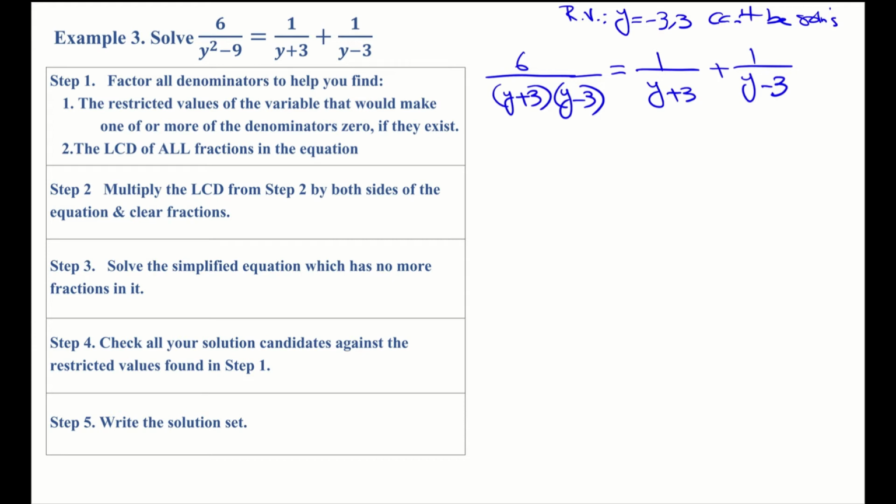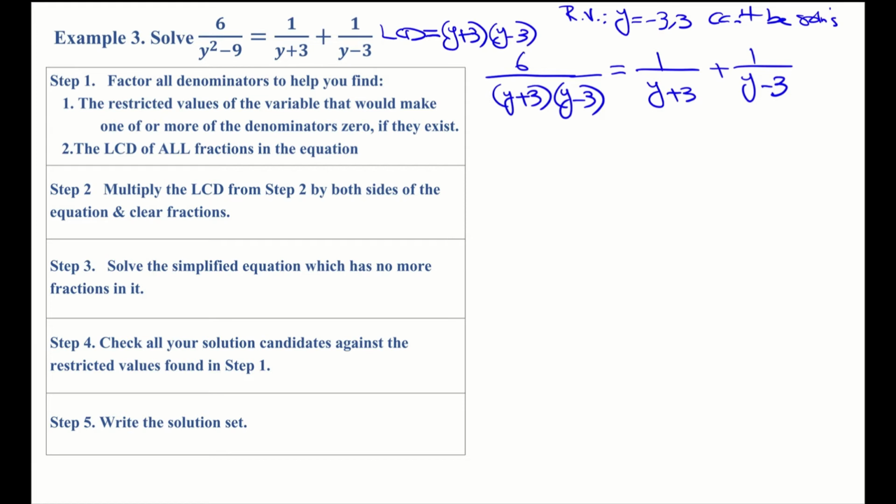For the LCD, we can see that we need to multiply the highest power of the y plus 3 factor by the highest power of the y minus 3 factor, and in both cases the highest power is just 1, so the LCD is going to be y plus 3 times y minus 3. If you happen to have, for example, a y plus 3 squared in one of the factorizations, then you would obviously use y plus 3 squared here. But we don't have that here, so all the binomial factors have a power of 1, so that's our LCD.